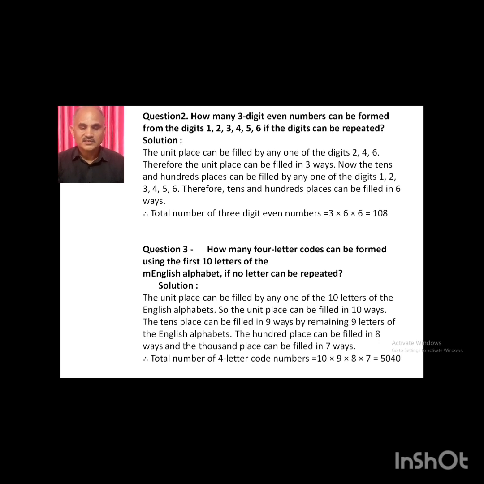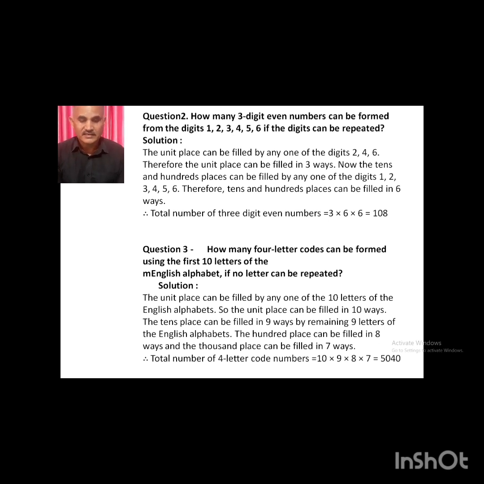Next question is, how many 3-digit even numbers can be formed from the digits 1, 2, 3, 4, 5 and 6? First of all, how many even numbers are there? 2, 4 and 6. 3 even numbers are there. It means the unit place can be filled only in 3 ways. And because repetition is allowed, the digits can be repeated. Therefore the 10th place and 100th place can be filled in 6 ways each. So the total number of ways of 3-digit even numbers is equal to 6 multiplied by 6 multiplied by 3, which is equal to 108.